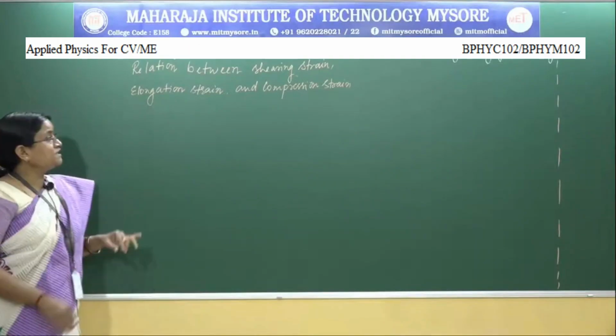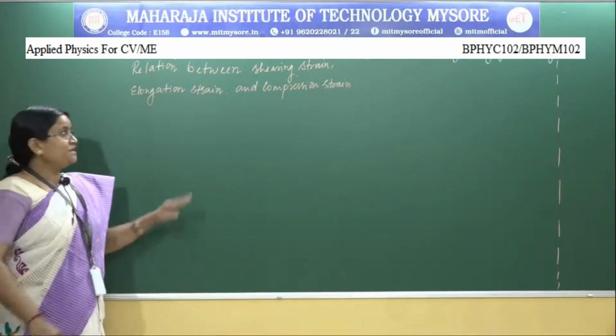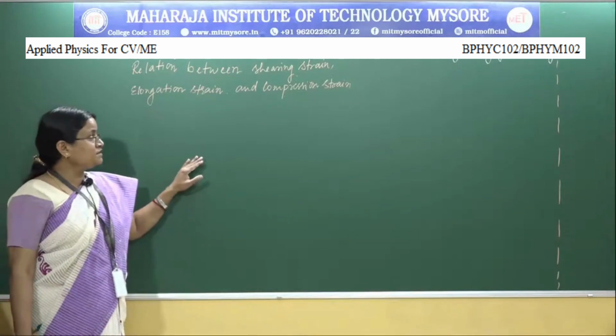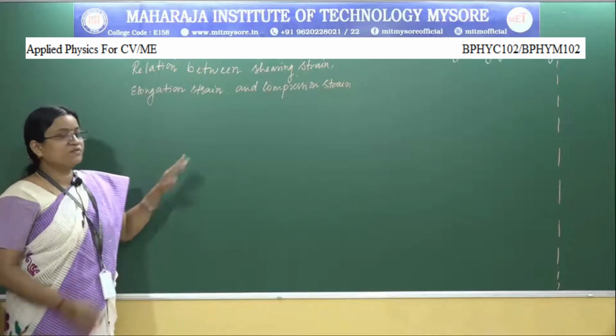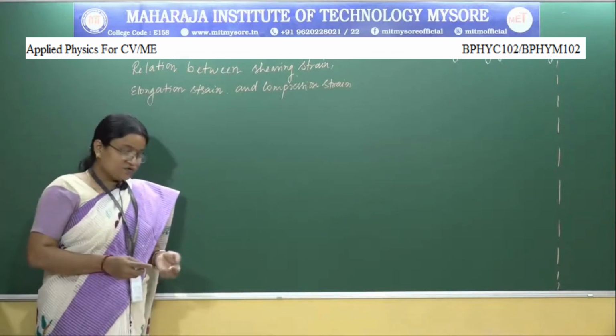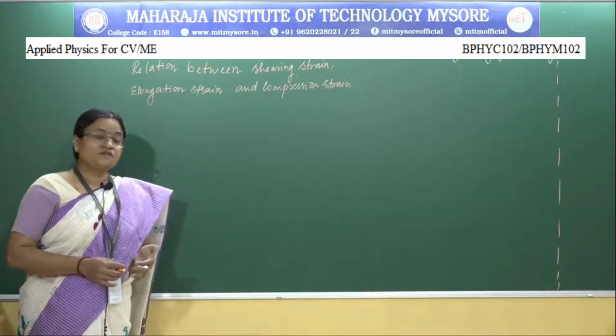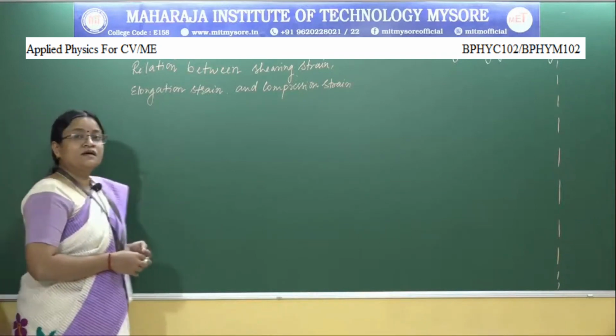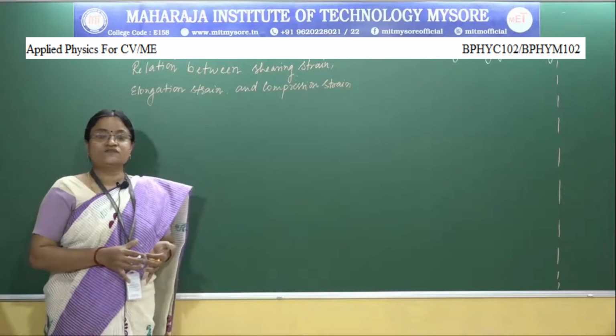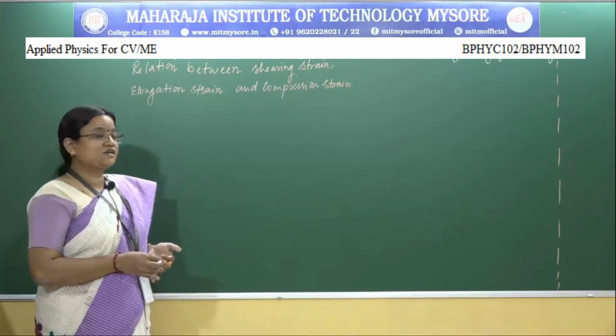So in today's class we are going to study the relation between shearing strain, elongation strain and the compression strain. So to derive this, we will consider a cubical structure, and one such face of the structure I am going to draw here on the board.